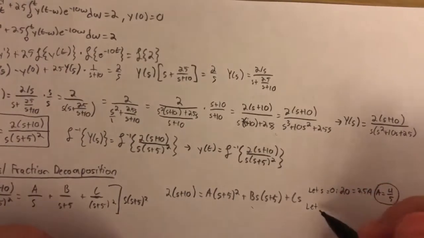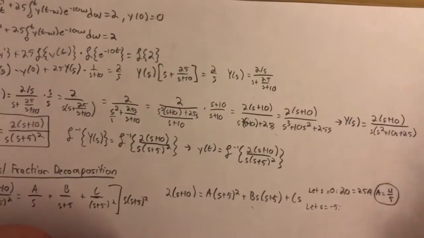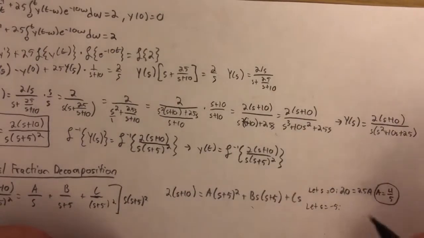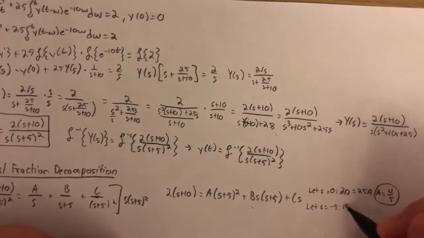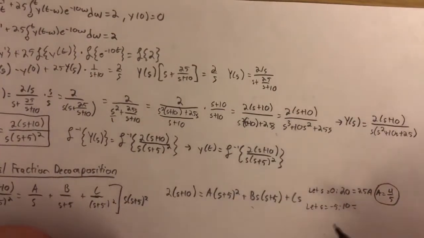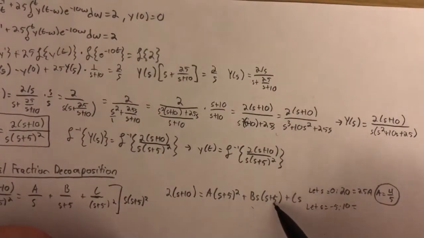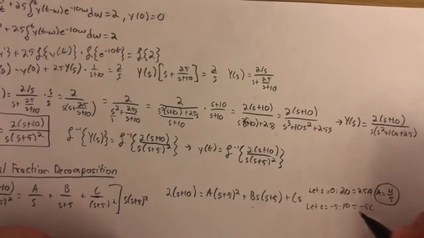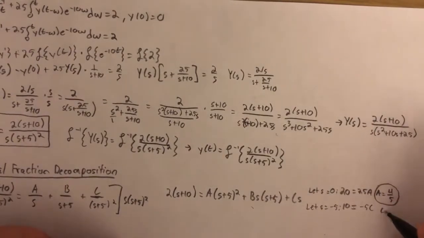Now let's let s equal -5. So doing that, on the left side, we get -5 plus 10 is +5, times 2 is 10, equals -5 plus 5 is 0, so a cancels, -5 plus 5 is 0, so b cancels, and then c, we get -5c. You can see that c is going to equal -2.